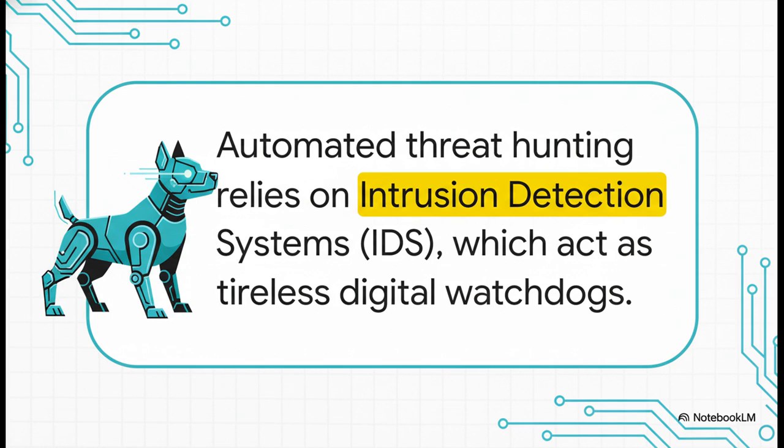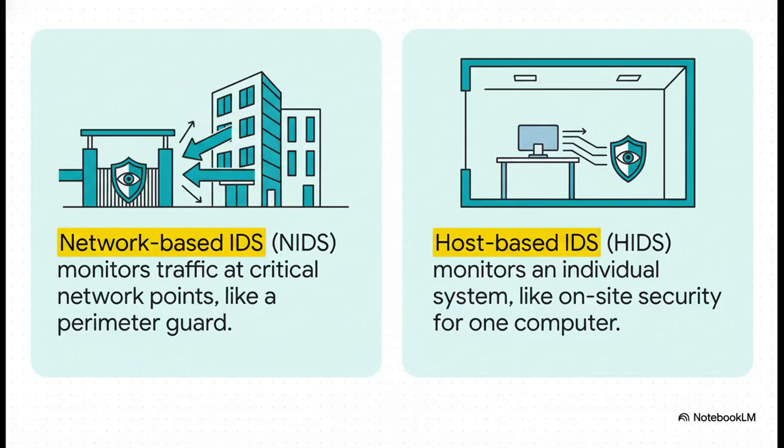They're always on patrol. And just like real guard dogs, they come in a couple of different breeds, each trained for a specific job. And here are the two main types. On one hand, you have a network-based IDS, or NIDS. This is like your security guard at the main gate of the entire corporate campus, watching all the cars coming in and going out. On the other hand, you have a host-based IDS, or HIDS. This is more like a security guard posted inside one specific high-security room, watching only what happens in that single space, and you really need both for good security.